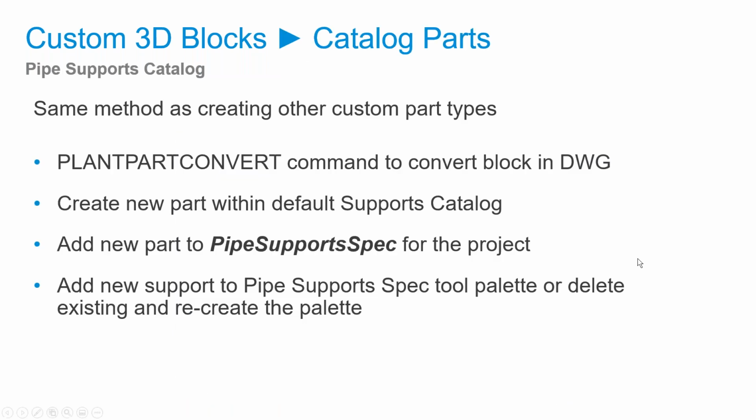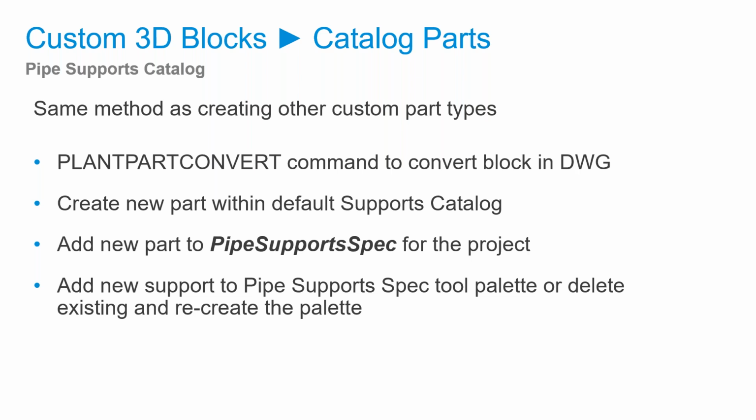All right, so moving on to creating custom parts still, but if you're going to create them as catalog parts, it's the same method you would use as creating other part types. Like if you're going to create a custom valve or instrument or anything like that, basically you would have the drawing that contains the geometry. You would run plant part convert and add a port to that support, and then you would save it in the drawing. And at that point, you can go into the default catalogs if you want to add it there, or create a new supports catalog and import that in and convert that into an actual catalog part.